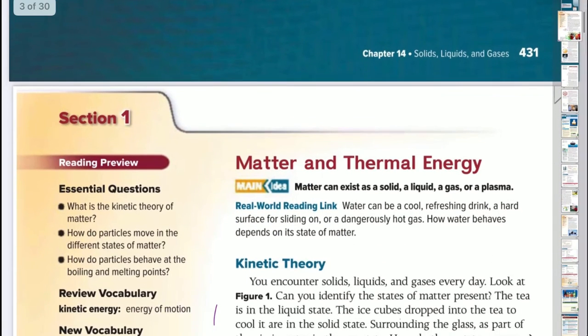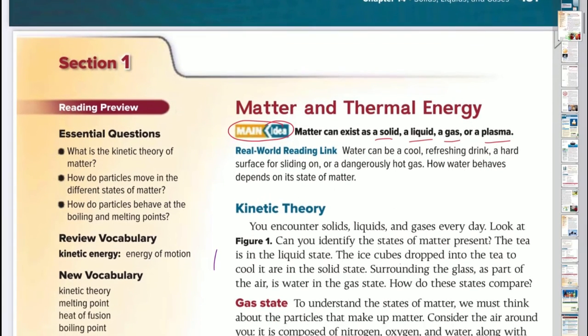Matter and thermal energy. So our main idea for this section: matter can exist as a solid, liquid, gas, or a plasma. The real world link here: water can be a cool, refreshing drink, a hard surface for sliding on, or a dangerously hot gas. How water behaves depends on its state of matter.